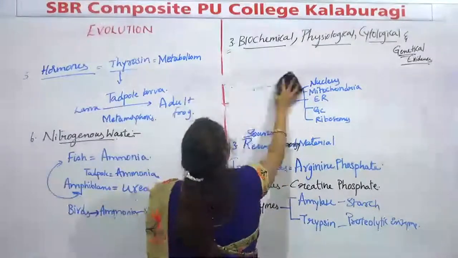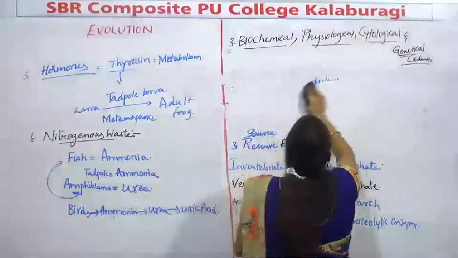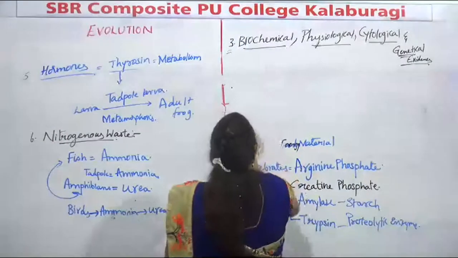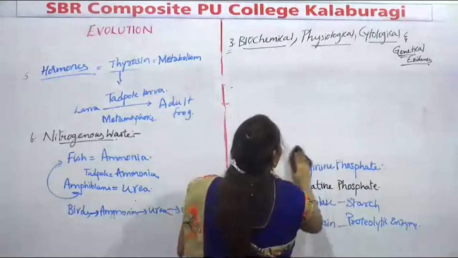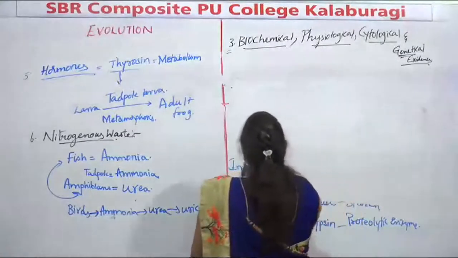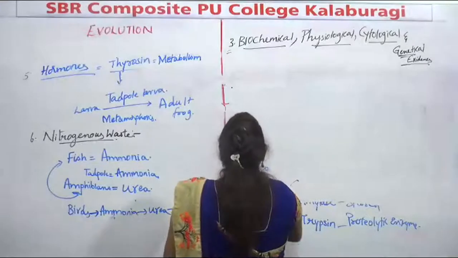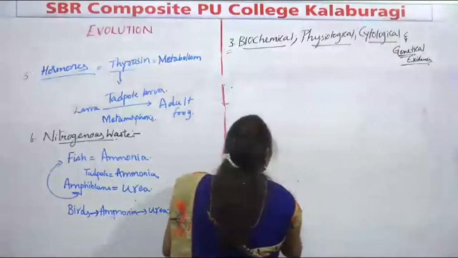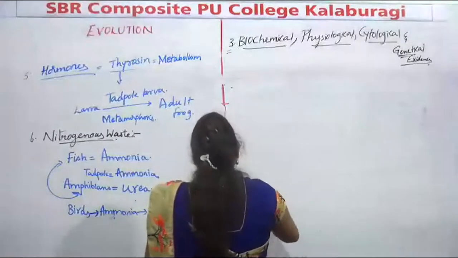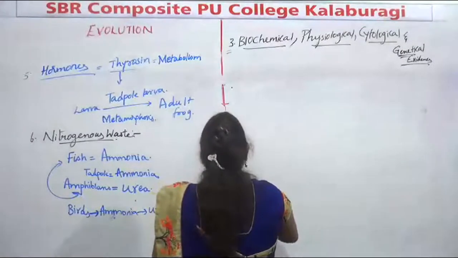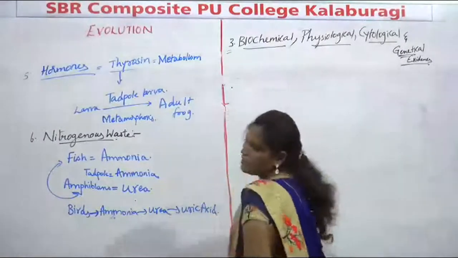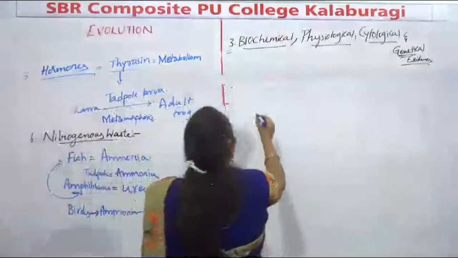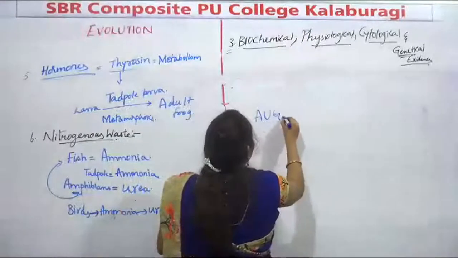What are those genetical evidences? We know that genetic code is universal. Yes or no? Genetic code is universal. AUG codes for methionine even in bacteria, or in plants, or in animals. In any of the living organisms, AUG will code for methionine.